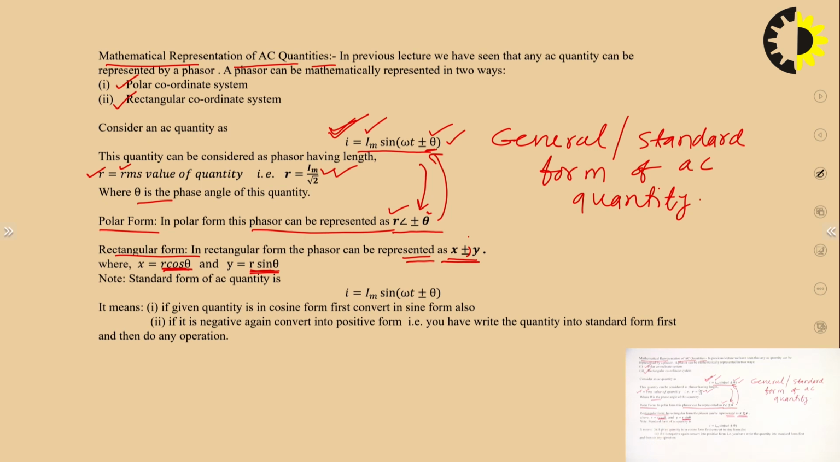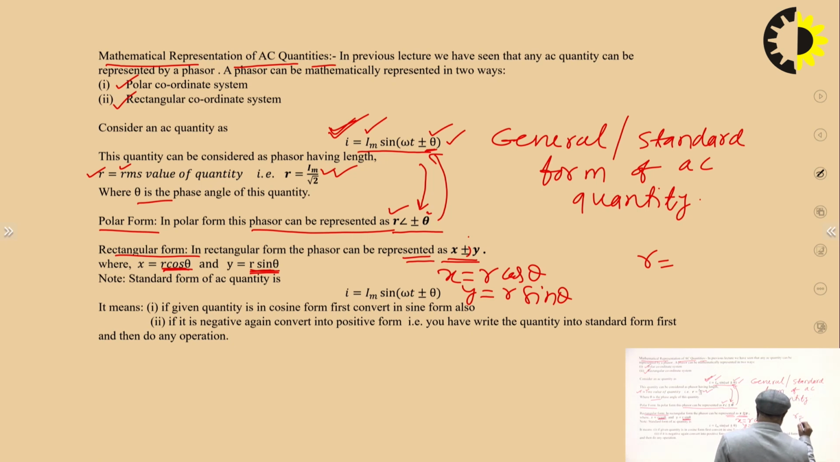If the polar form is known, then we can find the value of x from it. We can say r is known, so x is r cos theta, and y will be r sin theta. So if the polar form is given, we can find out the rectangular form. Similarly, if x and y are given, then we can find out r.